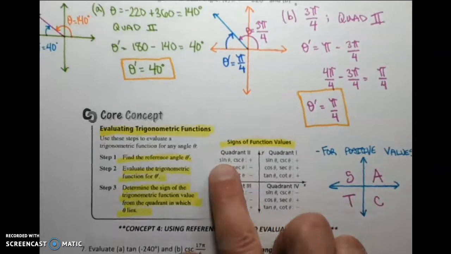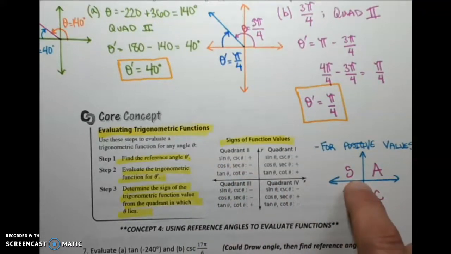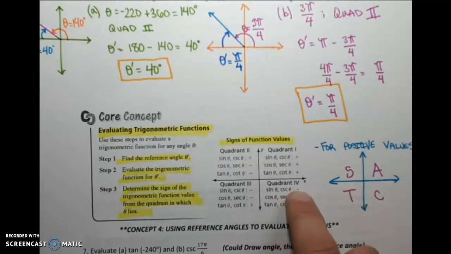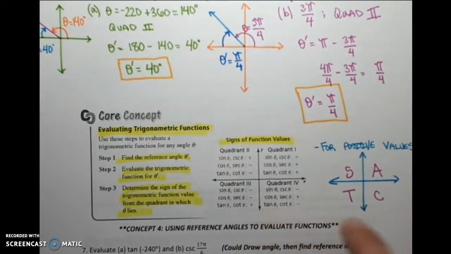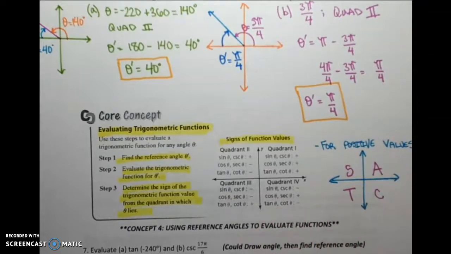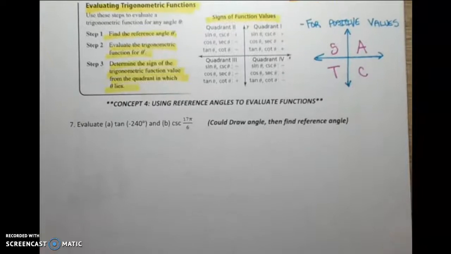So again, you can see if you look here, sine and cosecant in quadrant 2 are the only ones that are positive. If I look in quadrant 4, sine and cosecant are negative, cosine and secant are positive, that's where that C comes in, and then tangent and cotangent are negative. So this only works with the positive values. Alright, scoot on down. Here we go.